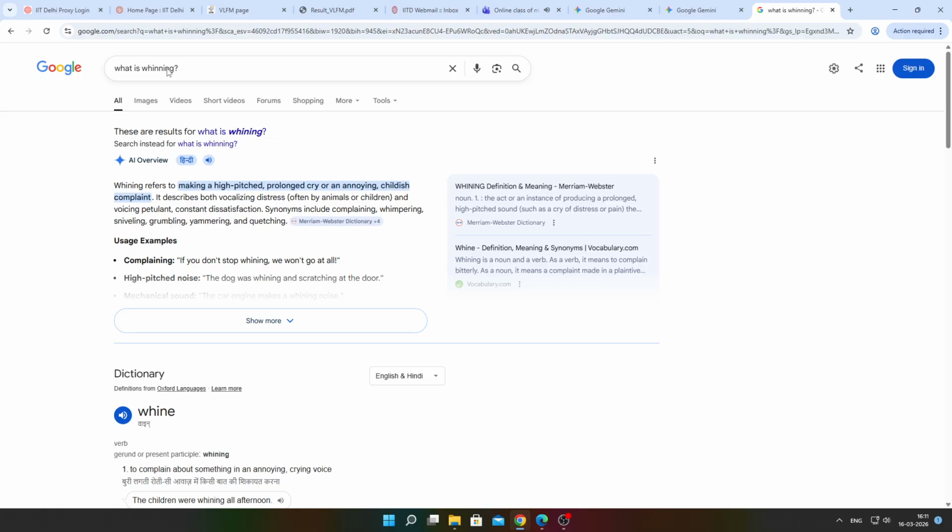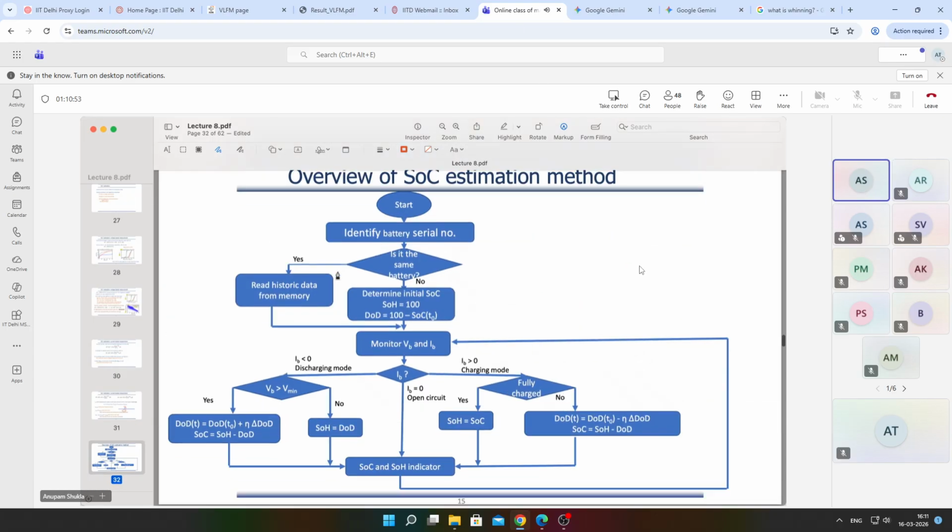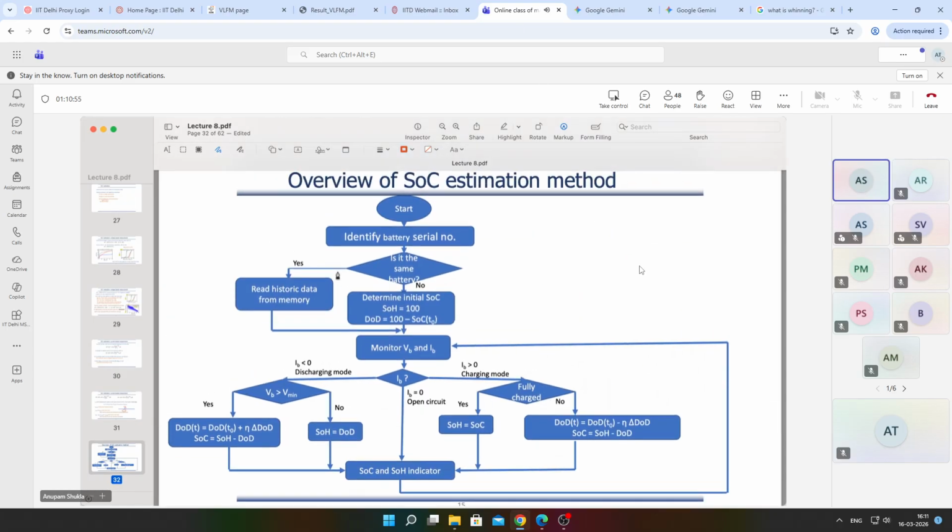Okay. On the other hand, if the charging current is flowing and the check for the fully charged condition gives an answer of no, that is, the battery is not fully charged, then the depth of discharge is determined by this equation. Okay. Now the depth of discharge is reducing. Therefore, you have a minus sign. And then the SOC is updated and we go around looping this. Okay. So any questions on whatever we have discussed till now?